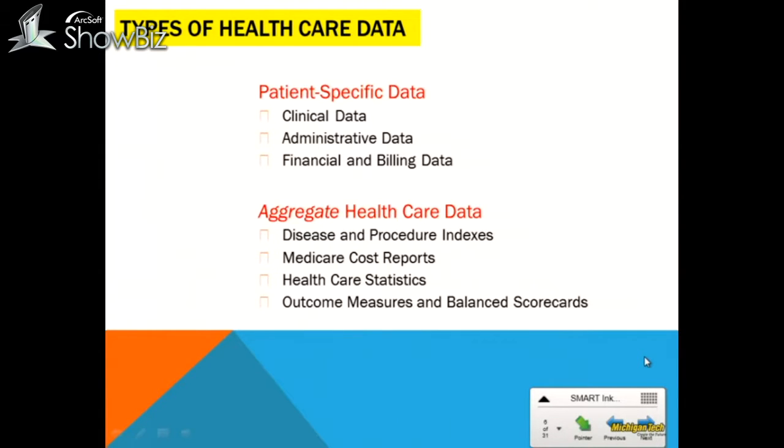But we also have aggregate healthcare data. Aggregate healthcare data is not specific to a person, to a patient. It's the whole, in the whole, okay? Such as disease and procedure indexes. Also included are medical cost reports, healthcare statistics, outcome measures, and balanced scorecards. So this kind of thing is the data we need to deal with in a health information system.